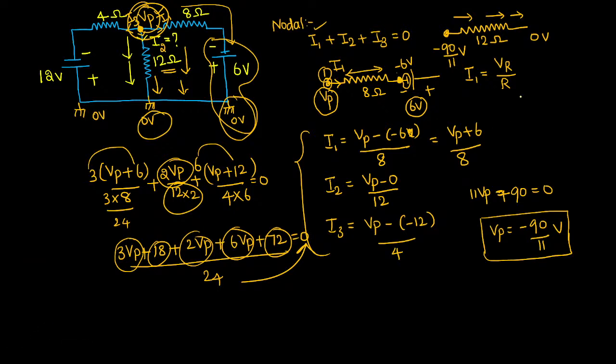Current always flows from higher potential point to lower potential point. That is the basic logic. So here if you observe, 0 is greater than minus 90 by 11, or not? We know all negative values are less than 0 only. So current always flows from higher potential point to lower potential point. So the actual direction of the current is from 0 to minus 90 by 11 only. This is the current direction.